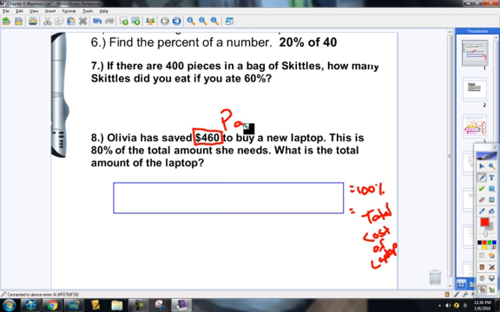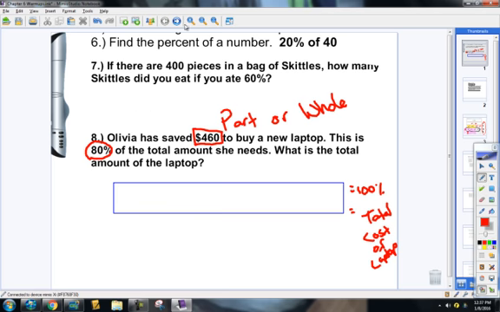We're going to have to ask ourselves here in a minute whether that is a part or whether that is a whole. Does that represent a part of the strip or does that represent the whole strip? We're going to come back to it. Now, it says this is 80% of the total amount she needs. So first off, how should I cut my strip diagram up? Natalia, what do you think? How should I cut it up?